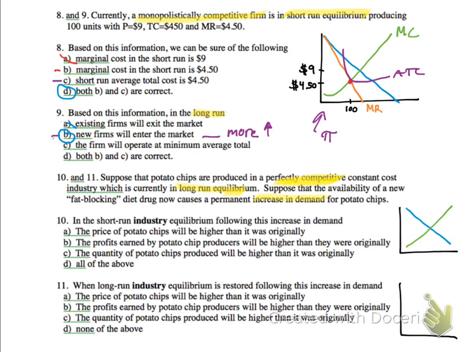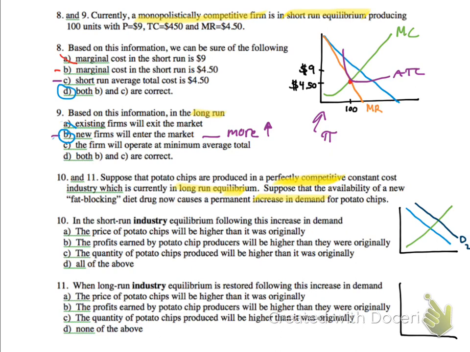So let's draw that out. Okay, so blue is demand, green is supply, and the industry is the market. So we're not looking at the firm, we're looking at the entire market in general. And it's saying that there's an increase in demand, so that's a shift to the right, so this will be D2.